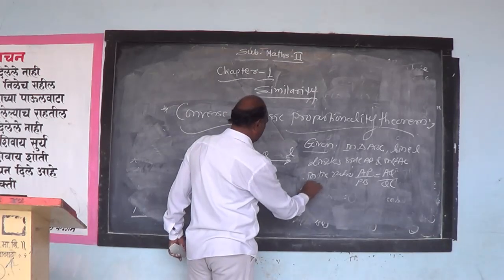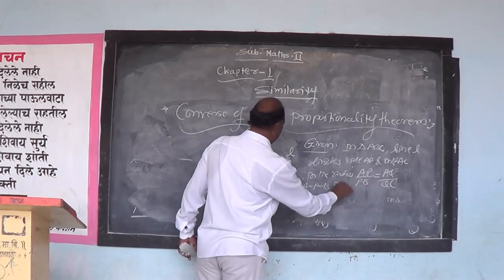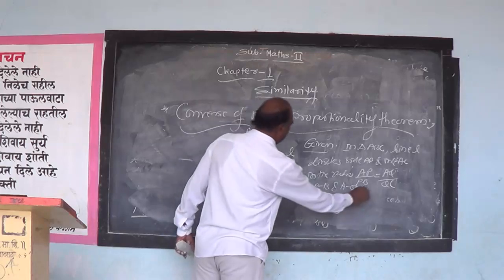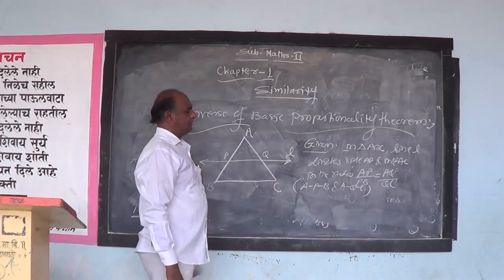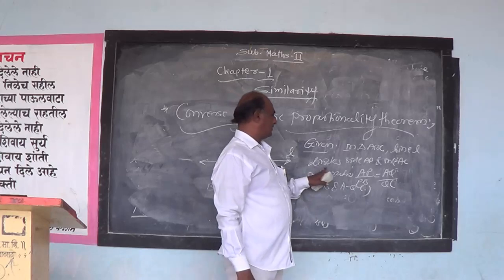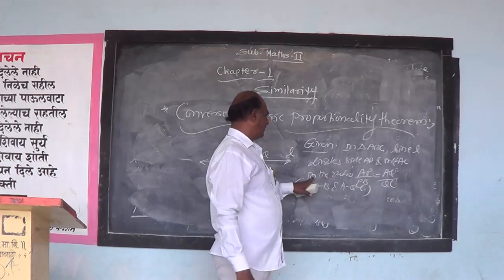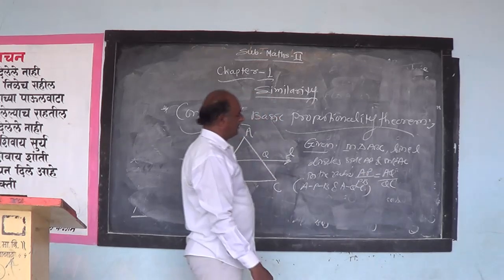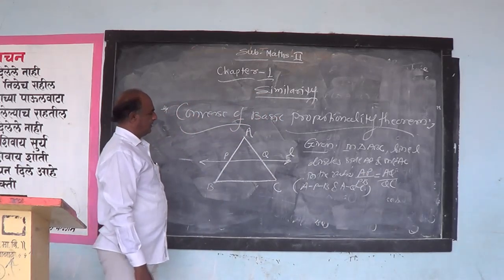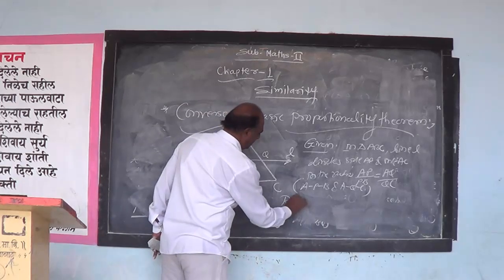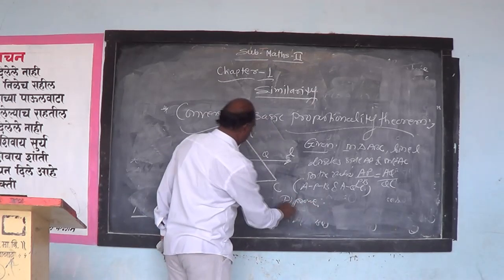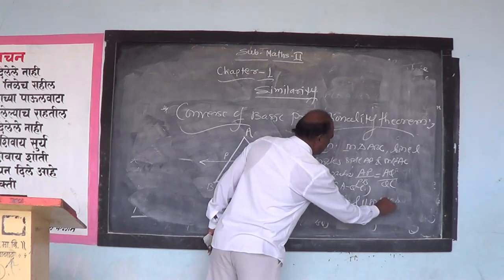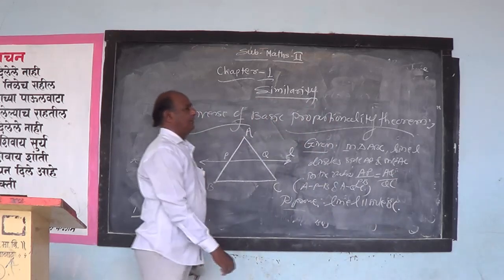Here we have AP/PB and AQ/QC. When this line divides sides AB and AC in the ratio AP upon PB is equal to AQ upon QC, then what is to be proved is that line L is parallel to the third side BC.